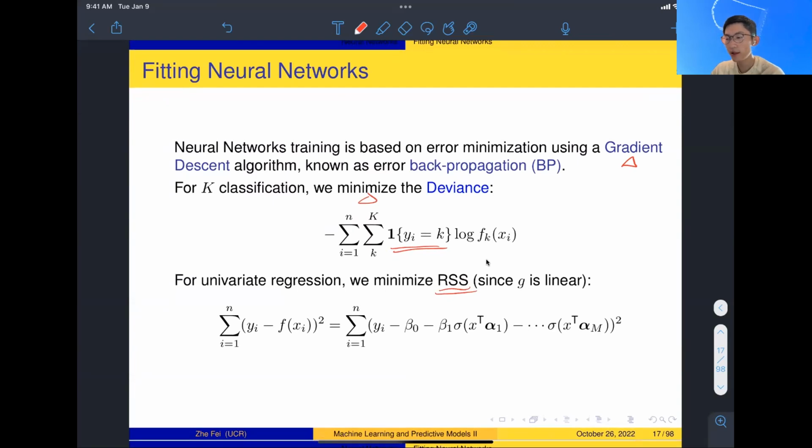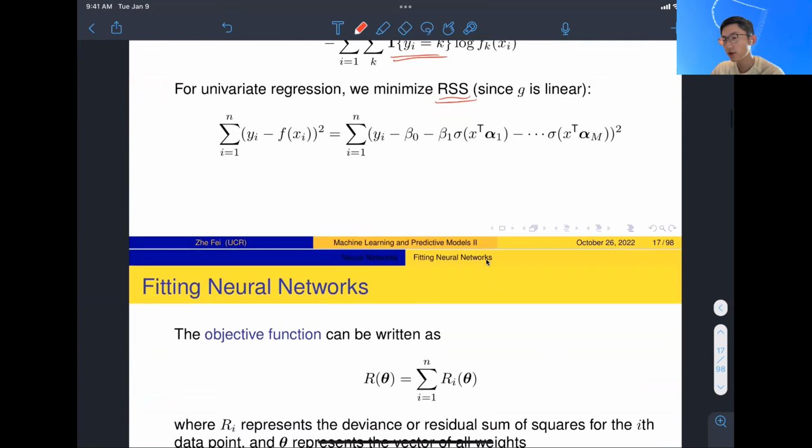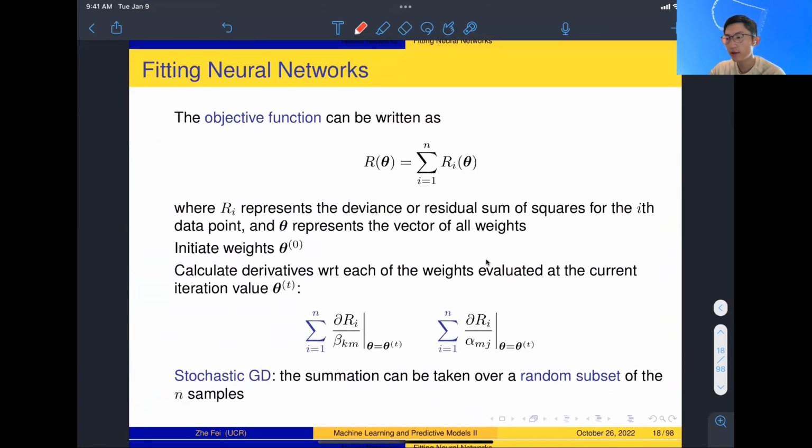So now we are given the objective function, and more generally, we can write the objective function as R. And here your theta is the combination of your alpha and beta parameters. So theta is just a combination of all of your model parameters. And then we assume that your objective function can be separated for each observation, for the ith data point, which is used for subsequent analysis.